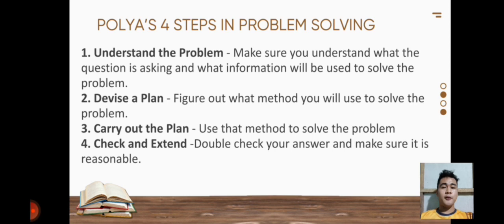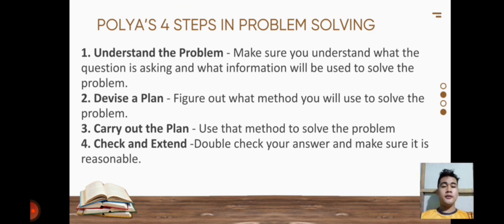For the third step, we have carry out the plan. In this step, we apply or use the strategy or method we have chosen from the second step. If the method or strategy appears to not be working, we have to return to the second step and choose a different strategy or method.